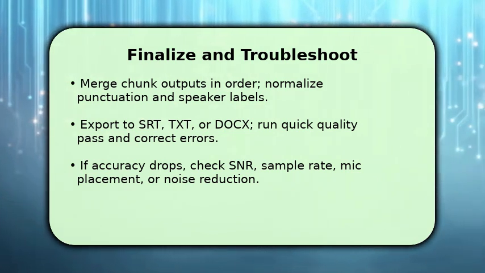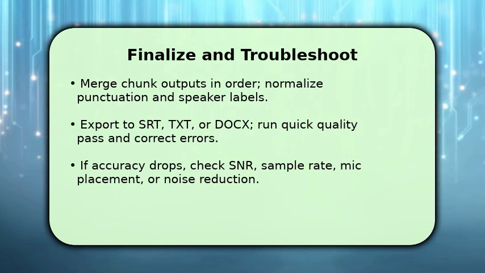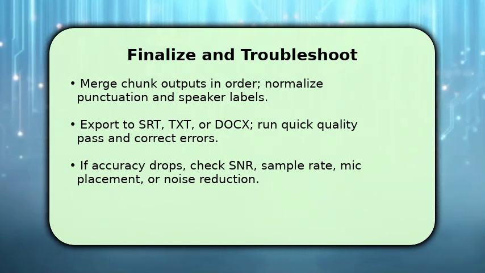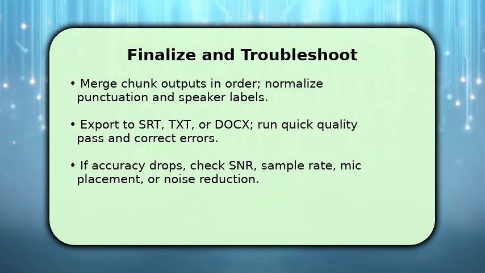Poor accuracy usually means low signal-to-noise ratio, wrong sample rate, or overlapping speech. Apply noise reduction, re-record problematic sections, or boost clarity before reprocessing.